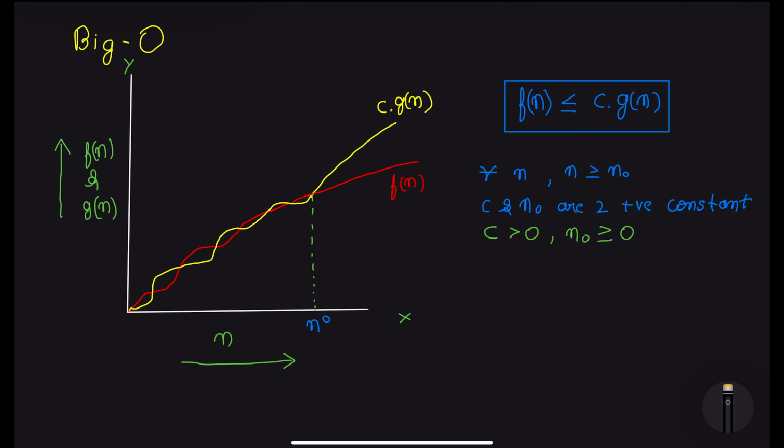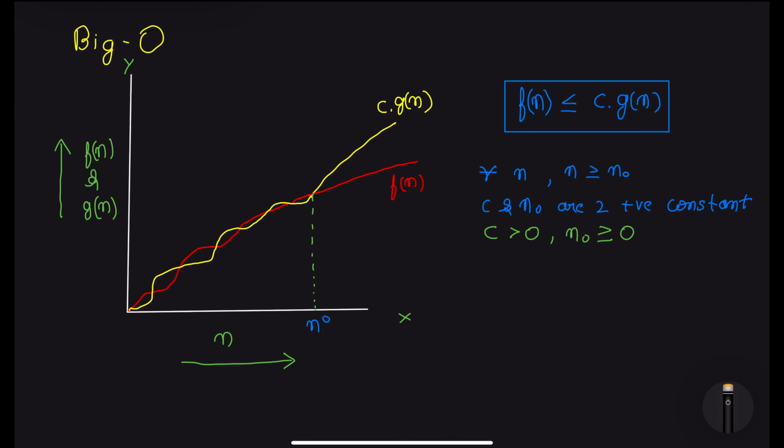Now let's understand big O notation with the help of a graph. So on the y-axis we have f(n) and g(n), and the x-axis represents n. We can say f(n) is big O of g(n) if and only if f(n) is smaller than or equal to c into g(n), for all values of n greater than n naught, where c and n naught are two positive constants.